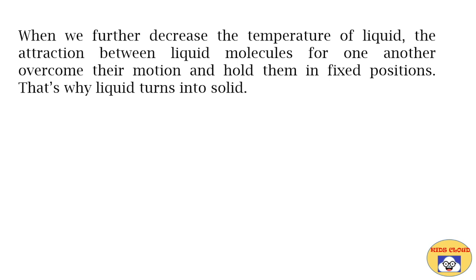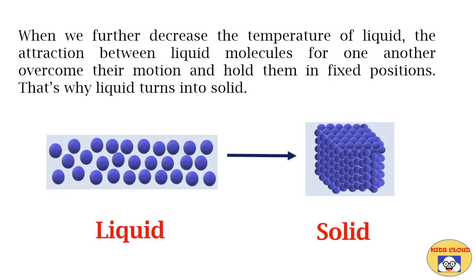When we further decrease the temperature of the liquid, the attraction between liquid molecules for one another overcomes their motion and holds them in fixed positions. That's why liquid turns into solid. The process of conversion of liquid into solid is called freezing. The temperature at which this change occurs is called the freezing point.